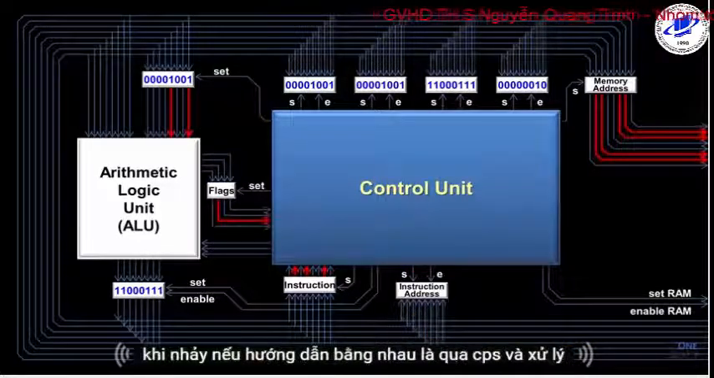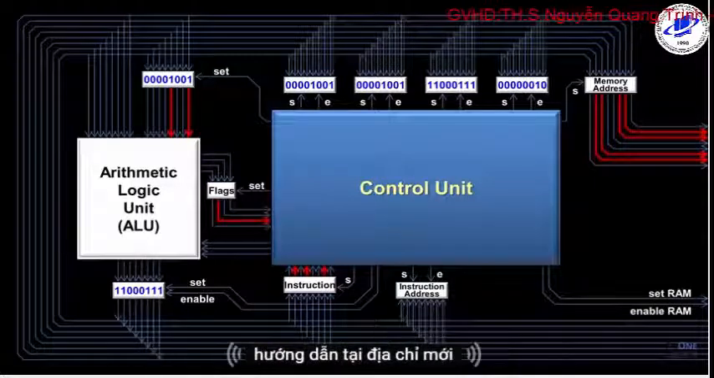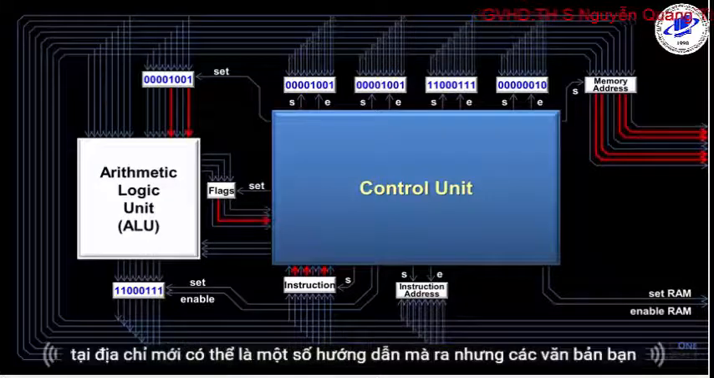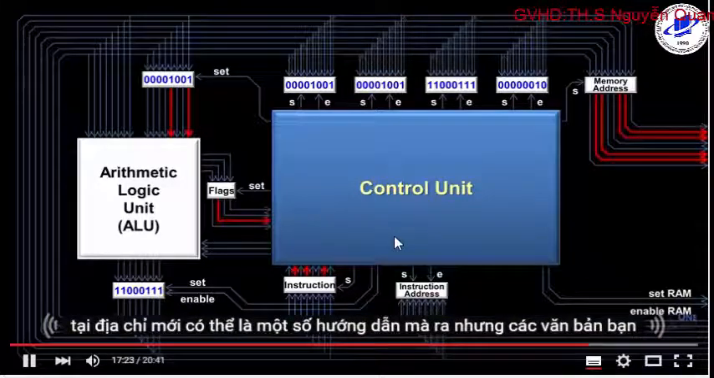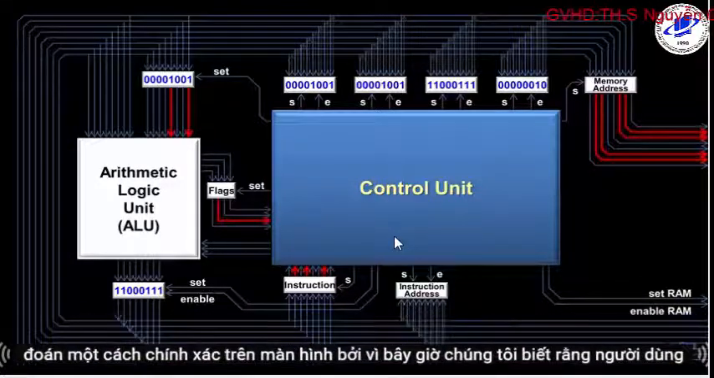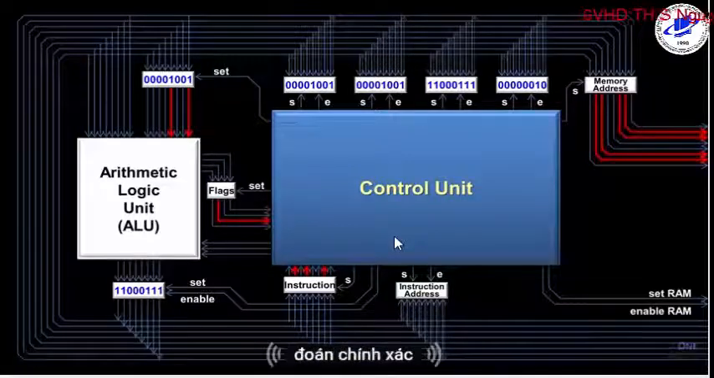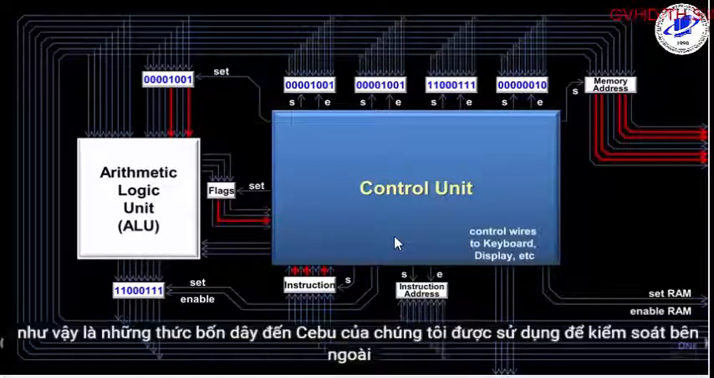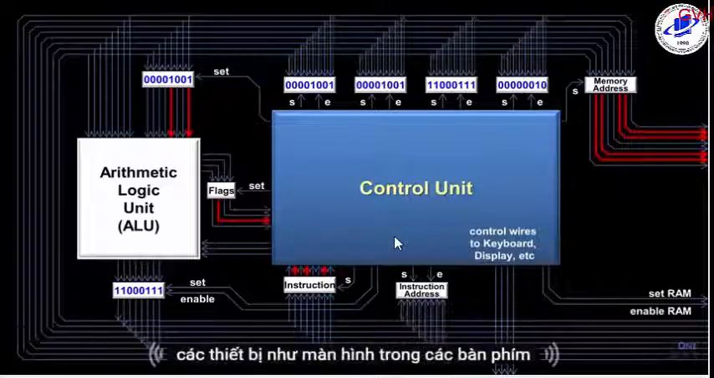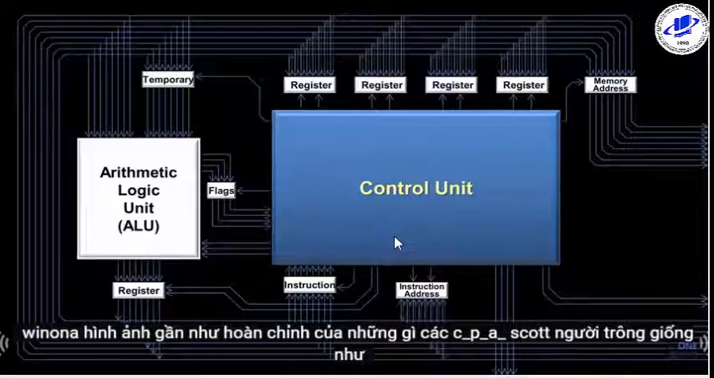When the jump if equal instruction is over, the CPU then processes the instruction at that new address. At that new address may be some instructions that output the text "you guessed correctly" onto the screen, because now we know that the user guessed correctly. So we'll add the final 4 wires to our CPU, which are used to control the external devices like the monitor and the keyboard. We now have a nearly complete picture of what the Scott CPU looks like.